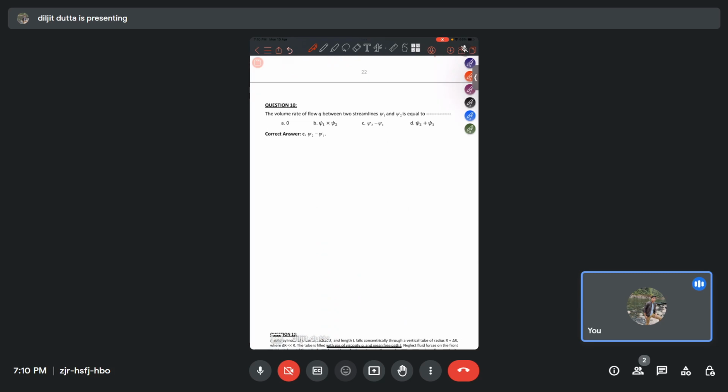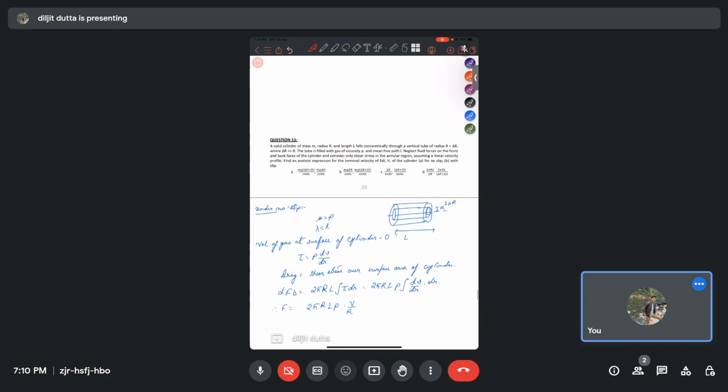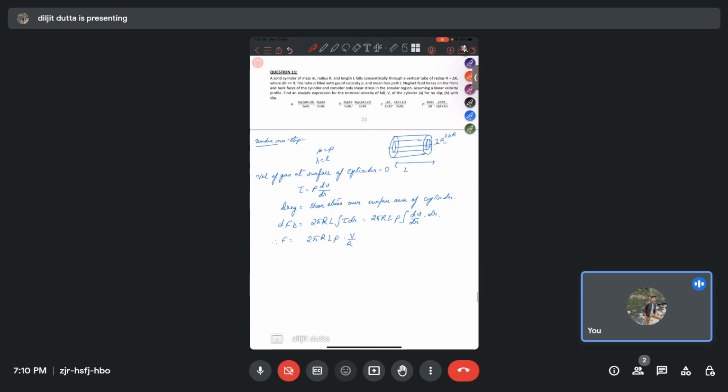The volume rate of flow q between the streamlines psi 1 and psi 2. If there are two streamlines psi 1 and psi 2, then the volume rate of flow q from psi 1 to psi 2 is equal to psi 2 minus psi 1. Correct answer is option C. This is a bit of a typical question.